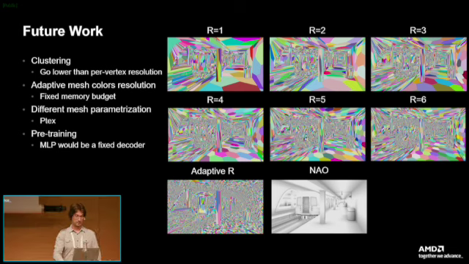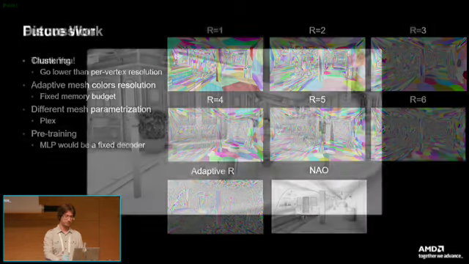I don't want to do this myself, but maybe someone can try a different mesh parameterization, like PTEX. I like mesh colors. Some people hate them, so go figure out how to do it without them, I guess. And we want to do pre-training. We can think of the MLP as a decoder for some fixed representation that would solve a few problems you can read in the paper.